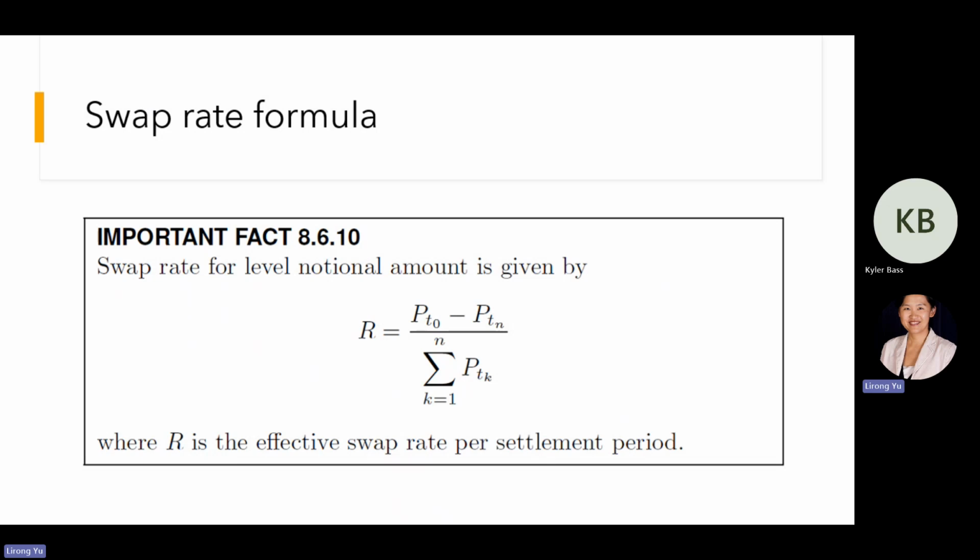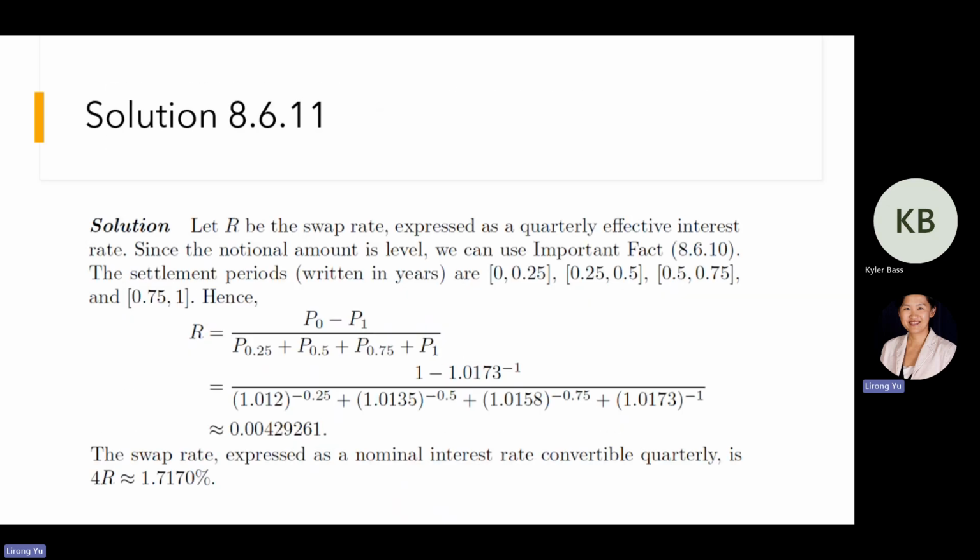And then subtraction. So in this case, the denominator has P0.25, P0.5, P0.75. Before the 0.25 is P0, so the numerator should be P0 minus P1. So we need all those numbers, and now it's time for computation.